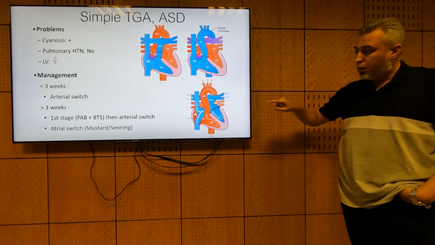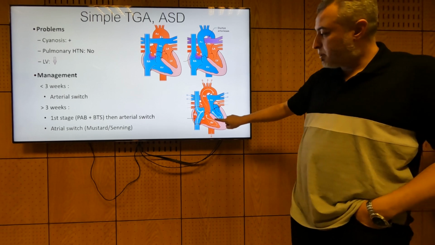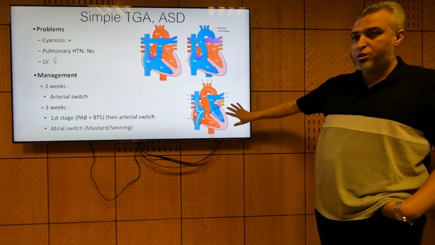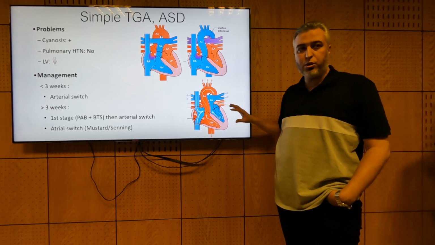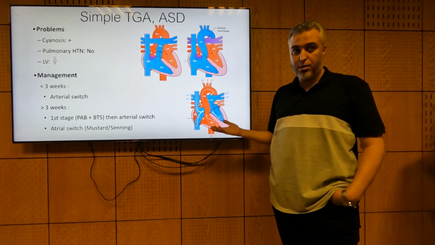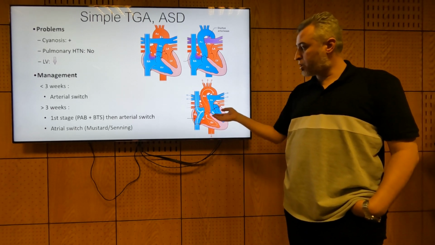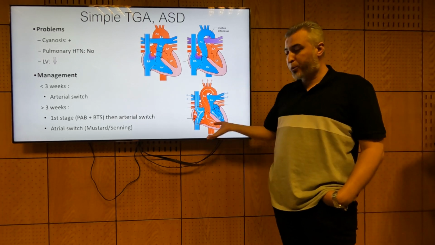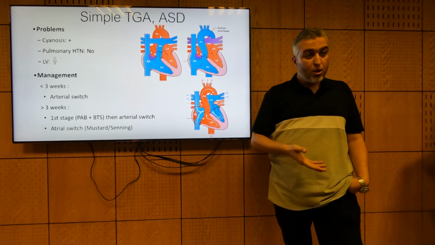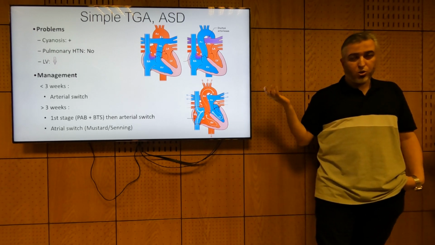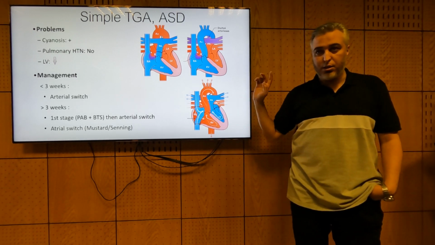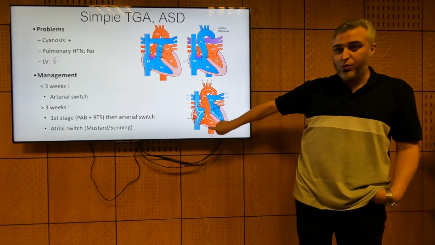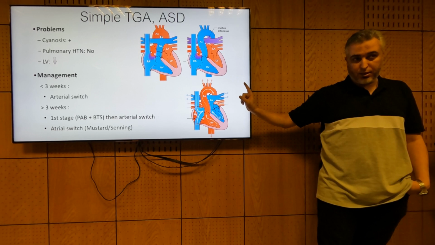So in this configuration, how are the circulations running? Are they running in parallel or in series? In series. So what's the saturation in the aorta here? It's 100%. What is the Qp:Qs? 1. So this is normal physiology. What's the difference here? The main difference here is that the right ventricle will remain the systemic ventricle.